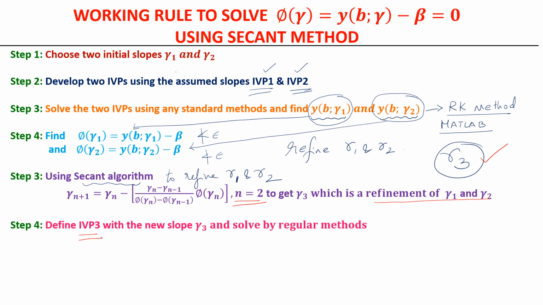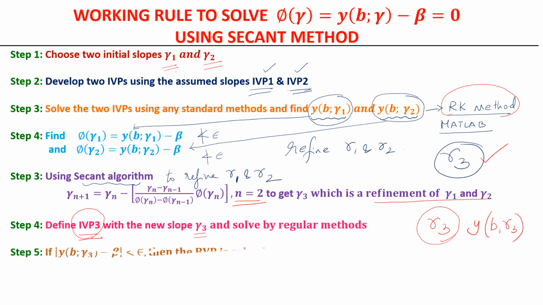What does IVP3 mean? IVP3 is formed by taking the slope as gamma 3. IVP1 was chosen by taking slope gamma 1, and IVP2 by choosing the slope gamma 2. I have refined gamma 1 and gamma 2, found gamma 3, and now I frame IVP3 with the slope gamma 3, and I again solve by the RK method and find out what y of b comma gamma 3 is. Let's find out. If the difference from the target is less than epsilon, then I conclude that the BVP is solved.